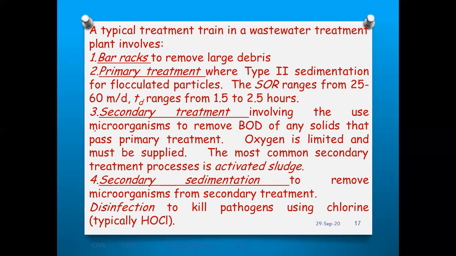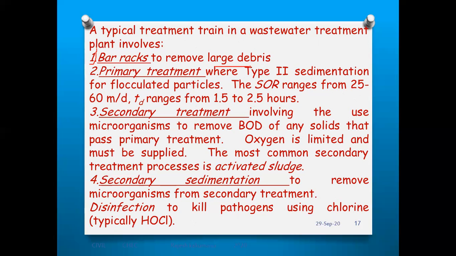A typical treatment system in a wastewater treatment plant involves, what is the first one here? The first one is bar racks. What we have earlier discussed, the main intention of bar racks is to remove large debris. We use bar racks to remove large solid debris at once. How bar racks are operated, we have already discussed in detail in earlier classes, right?